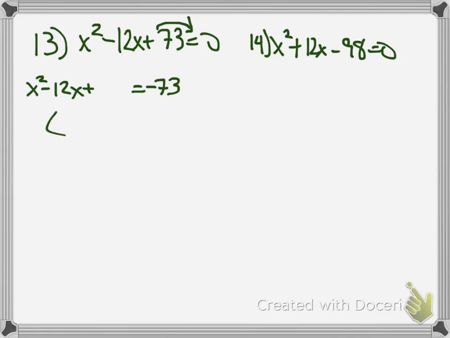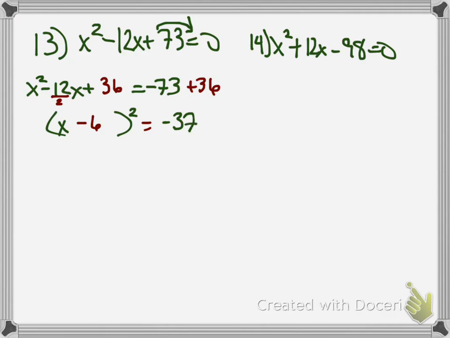Now what we're going to do is put here parentheses x squared, and we're going to divide this 12 by 2 to give me negative 6. 6 squared is 36, and then I'm going to say plus 36 over here. 36 plus the negative 73 would give me, let's see here, negative 37.